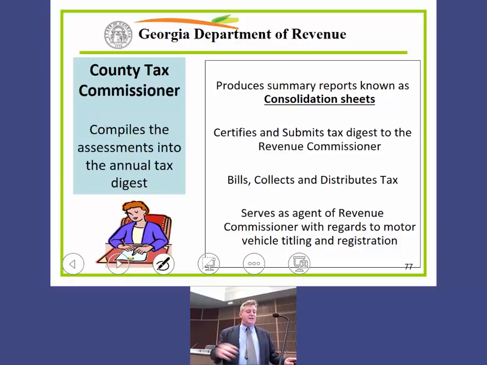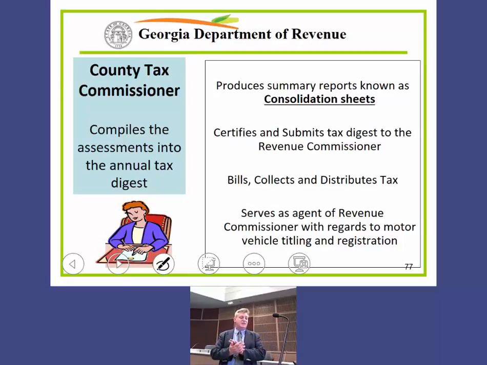And the county tax commissioner just bills and collects ad valorem tax. The county tax commissioner cannot value property. There's a narrow exception with TAVT appeals on used motor vehicles. But as regards the ad valorem tax digest, the county tax commissioner cannot value property or settle property tax appeals.